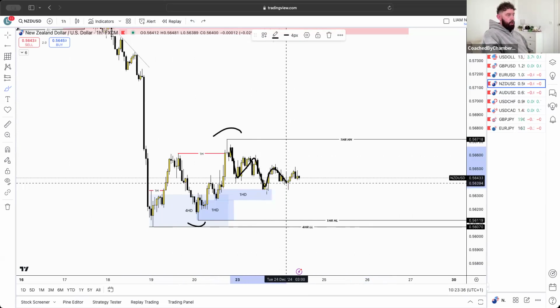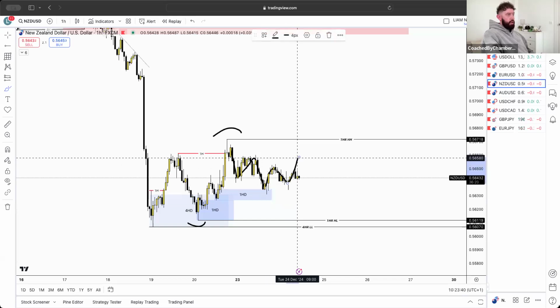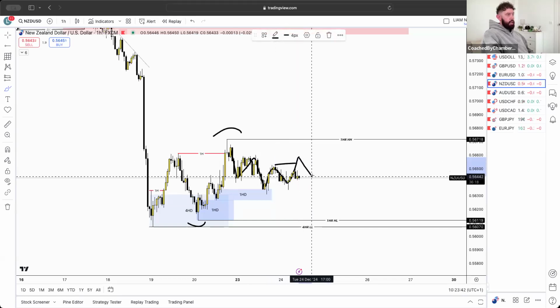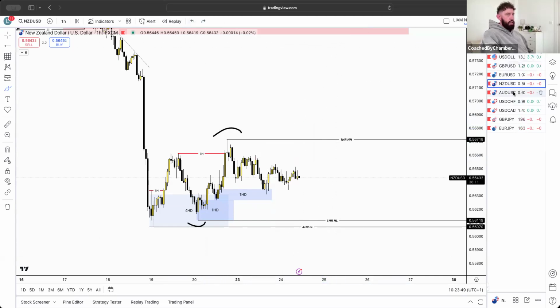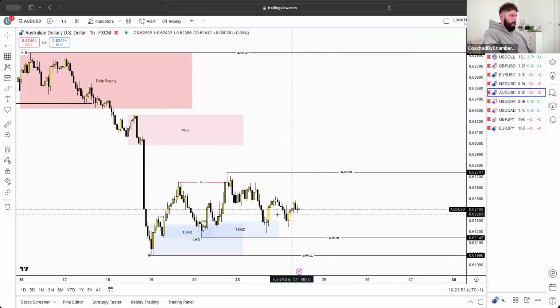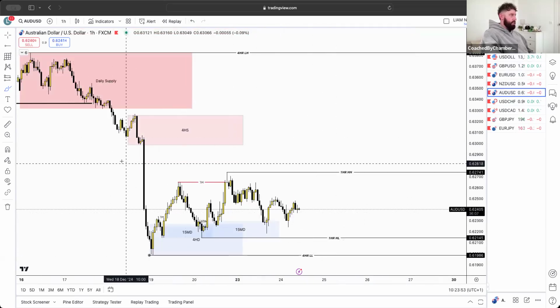This one's now not created a lower low. So this could be the change where we do break above. And if we do get a break above this, I'd be looking at longing this upwards. And it's going to be the exact same for AUD USD. AUD USD is exactly the same as obviously NU.